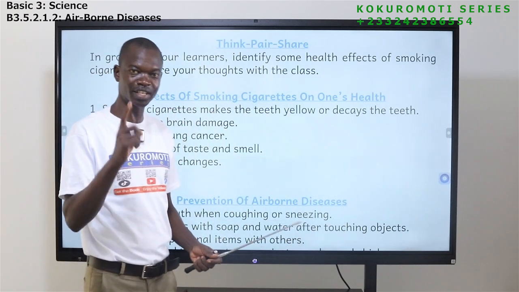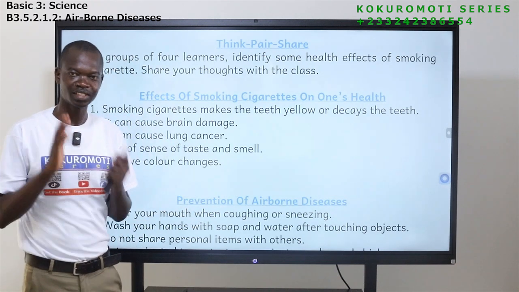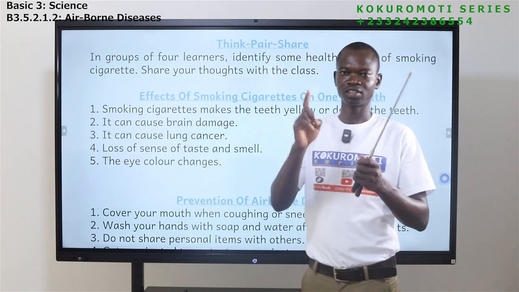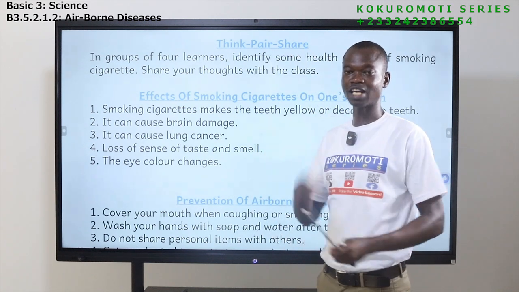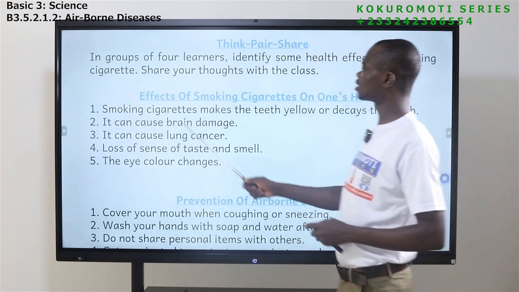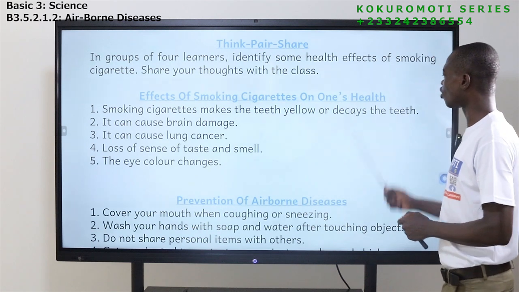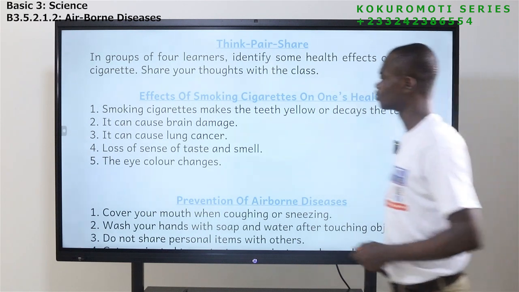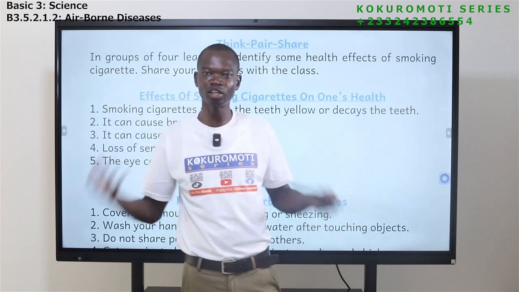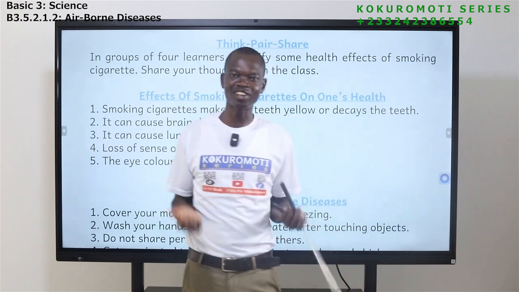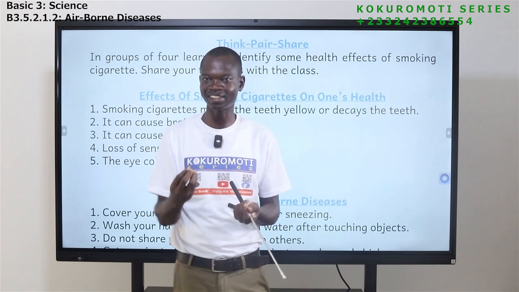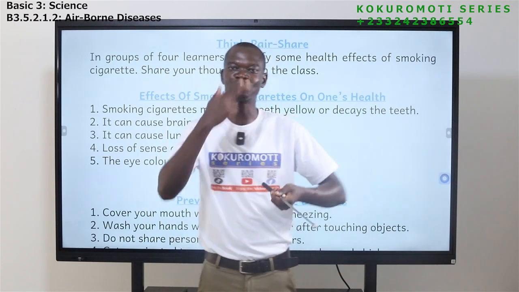If you smoke cigarettes, this is what is going to happen to you. Don't say nobody told you that smoking cigarettes will cause A, B, C. Today I'm telling you, if you smoke cigarettes, these are the things that will happen to you. Smoking cigarettes makes the teeth yellow or decays the teeth. Your teeth color will change to yellow. When people are laughing, you can't laugh because your teeth are not white. You can see my teeth, very white because I don't smoke cigarettes.